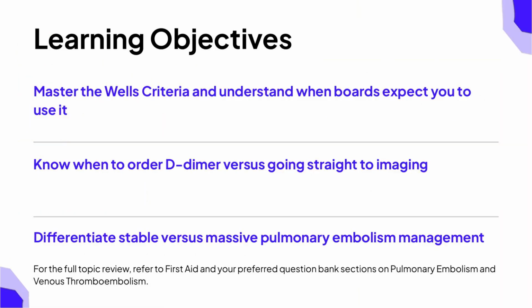Let's get into it. Here are our learning objectives for today. We need to master the Wells criteria because boards love testing your ability to risk stratify patients. You must know when D-dimer is appropriate versus when to skip straight to imaging. And critically, you need to differentiate stable versus massive pulmonary embolism because the management is completely different. For the deep dive on these topics, refer to First Aid and Pathoma for the foundational concepts.